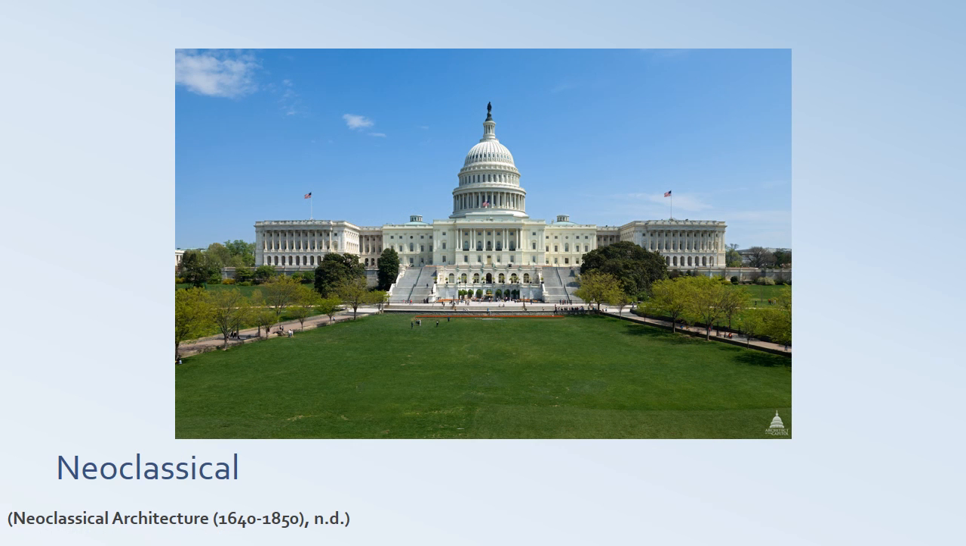Next, Neoclassical, based to a varying extent on the antique forms of Greek and Roman architecture. Claimed to be the world's most popular style of building, it began in 1640. Most famous, probably in the United States, is the U.S. Capitol building, as you can see here. They feature a lot of pillars, and once again, you have domes. And it kind of has that Roman feel to it.